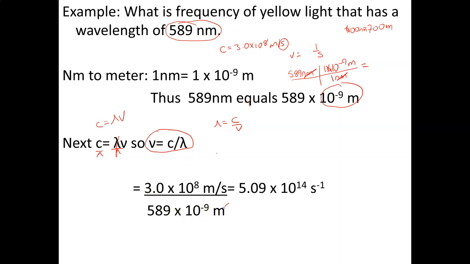So here, look what happens to meters. What are you left with? 1 over S, basically, right? And that's S to the negative 1. So the math now is 3 divided by 589, and then times 10 to the 8 over 10 to the negative 9. If you're not used to using a calculator for doing exponents, the best way to do this is just take the 3 divided by 589 in your calculator.